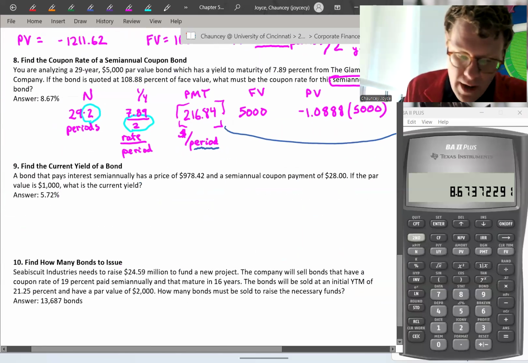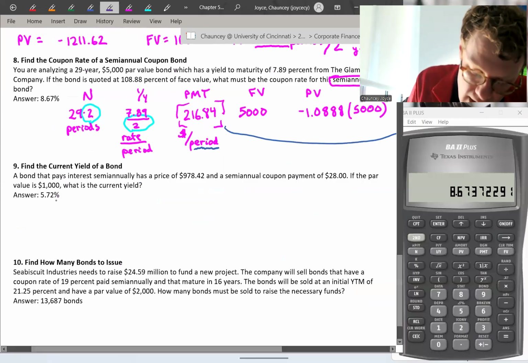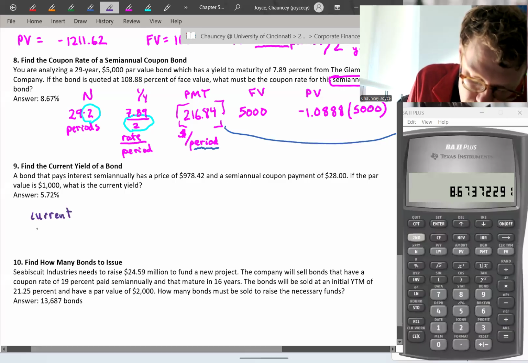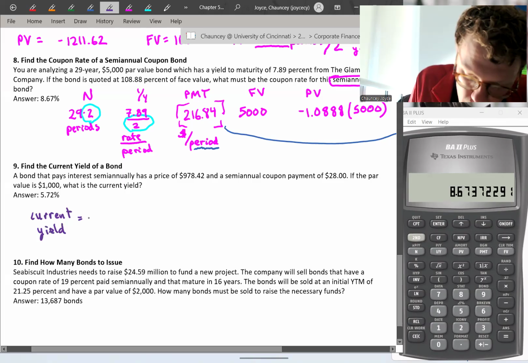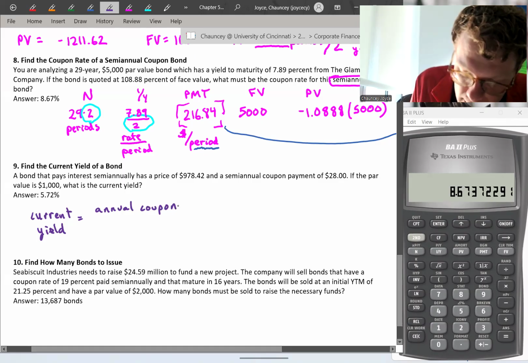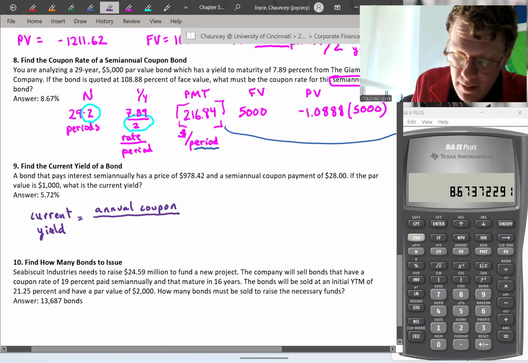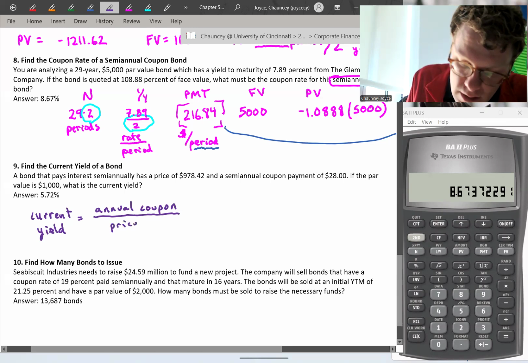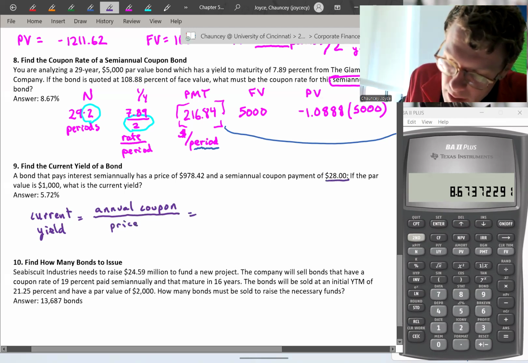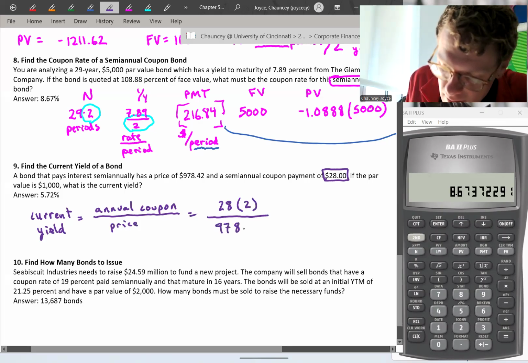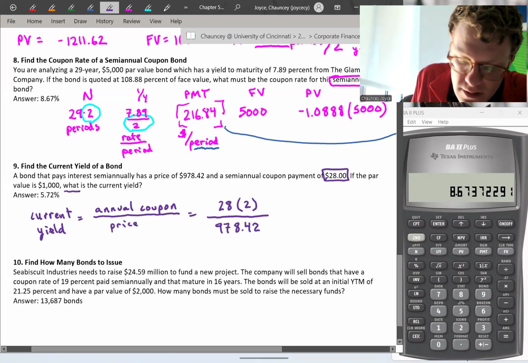Find the current yield of a bond. So the current yield is the annual coupon divided by the bond price. So I'm going to write that out. Current yield is the annual coupon. Even if it were a semi-annual bond, it's the total cash flow you get in a year over the bond's price. So we have a semi-annual coupon payment here of 28, but we need the annual amount. So that's 28 times 2 divided by the bond's price of 978.42.